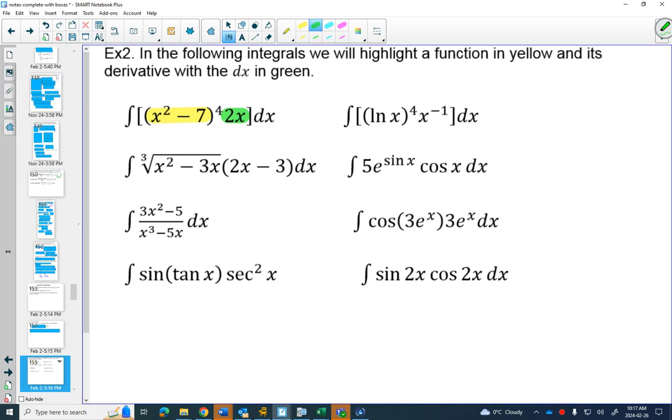Second one, do I see a function inside of another function? I see the x squared minus 3x is inside of a cube root. The derivative of x squared minus 3x is 2x minus 3. It also appears. This will mean we can use integration by substitution, even though we don't know how to do it yet. But we're going to be able to undo the chain rule because of what has occurred.